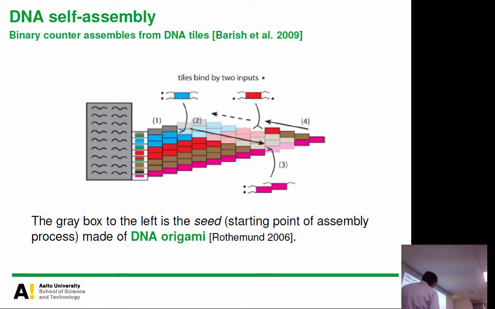And let me say one thing. So this black box or gray box is just an initiation part of this assembly process. It's made by DNA origami, one of the most important achievements in this field, by Rothemund at Caltech in 2006. This allows us to force DNA sequences into any shape, by folding these DNA sequences as we do origami.